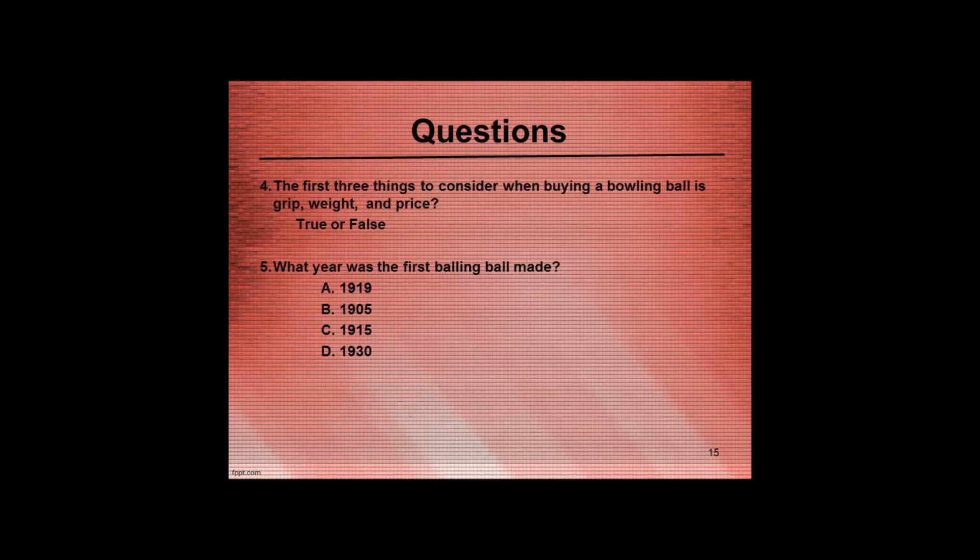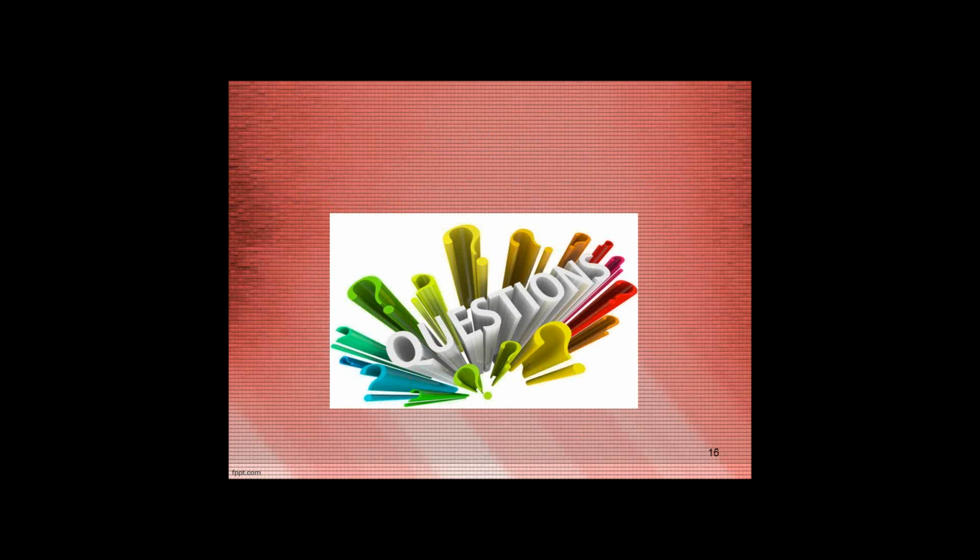Number 4, the first 3 things to consider when buying a ball are grip, weight, and price. True or false? True. Correct. What year was the first bowling ball made? 1919, 1905, 1915, or 1930? It's a trick question because they found something. Isn't it B? That's correct. B, yeah. Oh. Okay. All right, do you have any other questions about bowling?